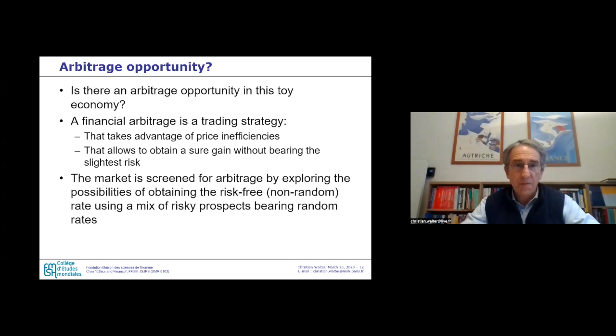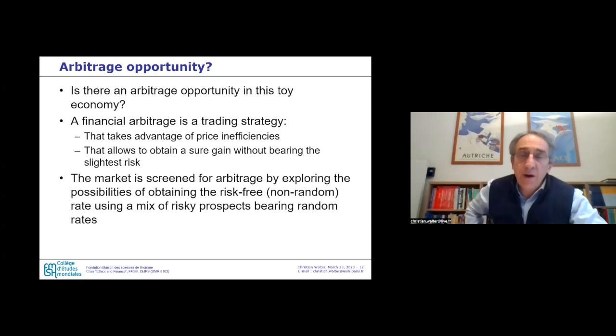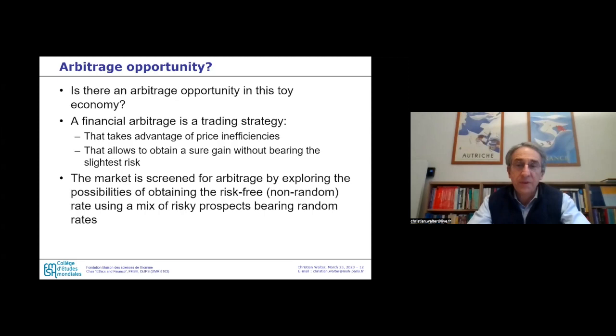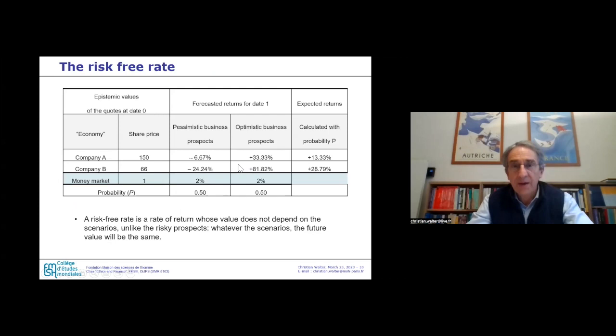So the markets are screened for arbitrage by exploring the possibilities of obtaining the risk-free, that means non-random, rate by using a mix of risky prospects bearing random rates. So here you have random rates, and what you want to find is a trading strategy, that means an asset allocation between A and B, which allows you to find the same risk-free rates. And this is exactly the way of finding any kind of arbitrage on the markets, even in the more complicated cases.